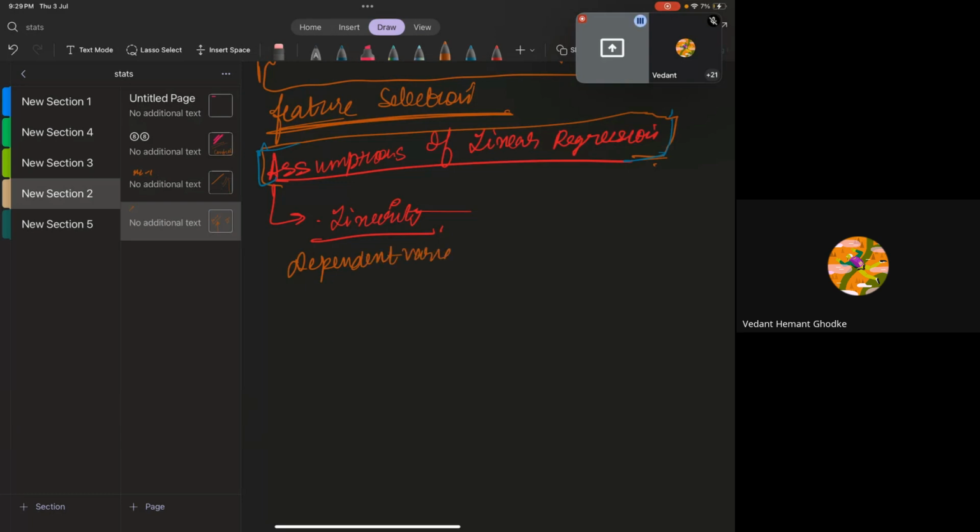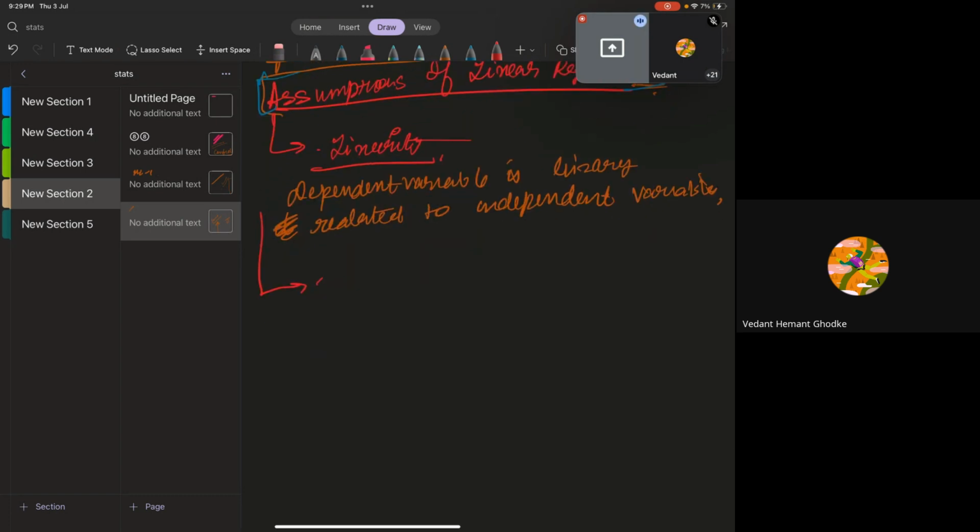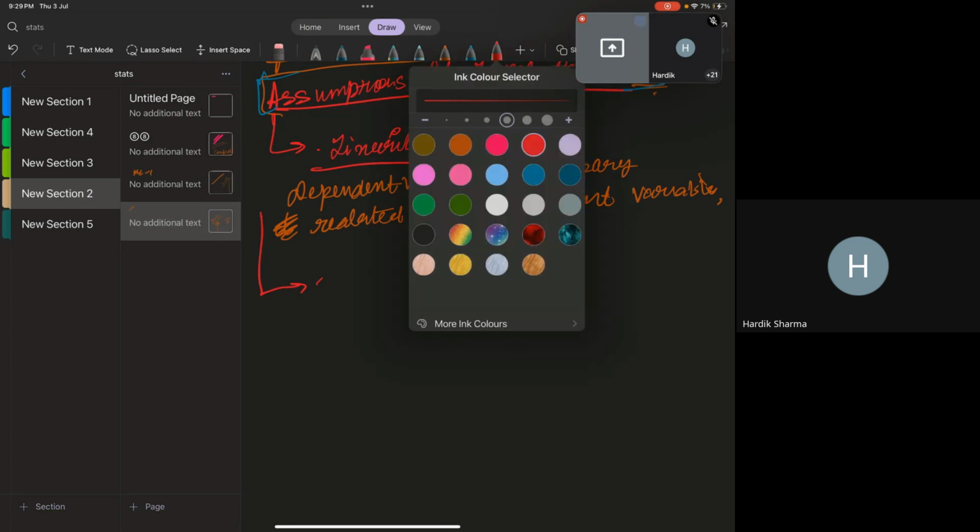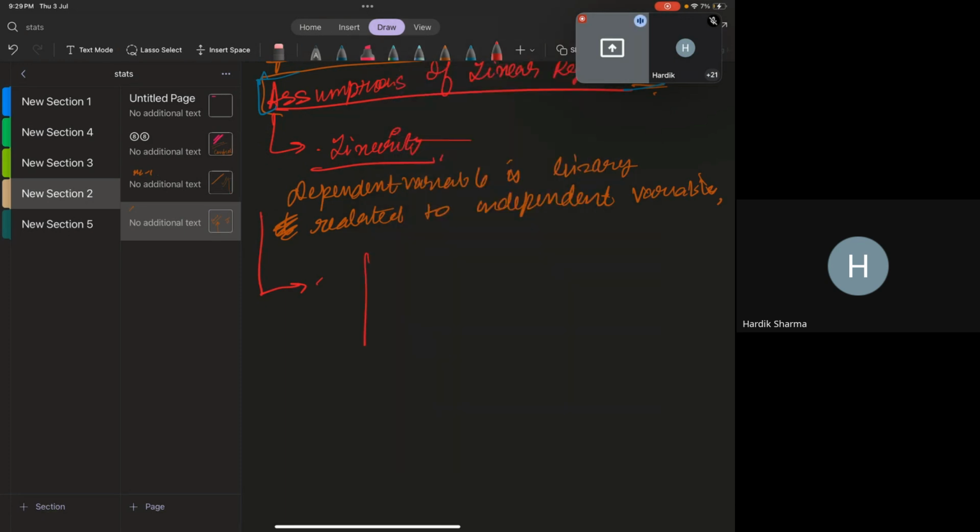The dependent variable is linearly related to independent variables. I mean, it's much obvious, but any doubts? All right. So what does this mean?